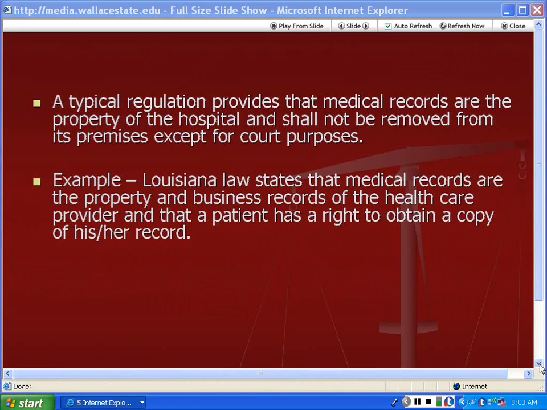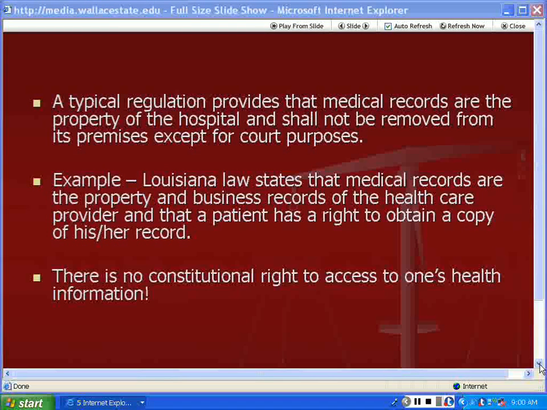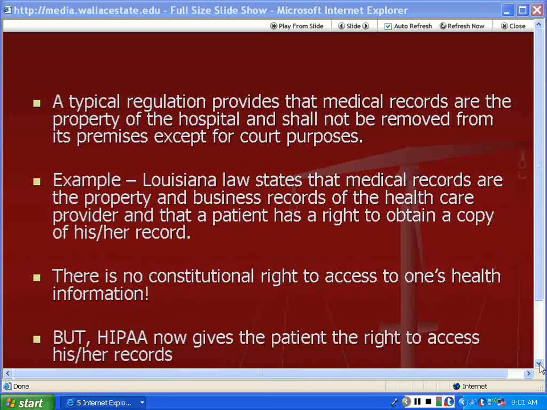I want to point out there is no constitutional right to access one's health information. That's what I was talking about a minute ago. It's state by state, but nowhere in the Constitution does it say that we as Americans have a right to our health information. But again, now that HIPAA is in effect, HIPAA, not the Constitution of the United States, gives the patient the right to access his or her health information.